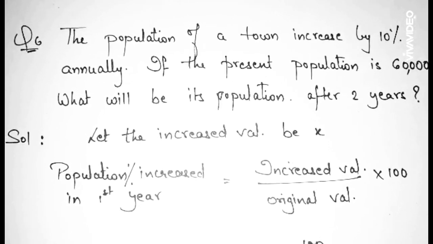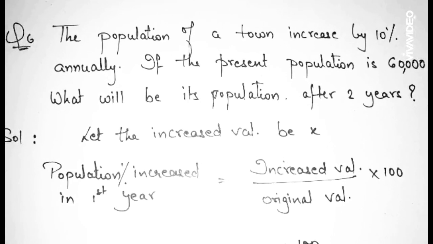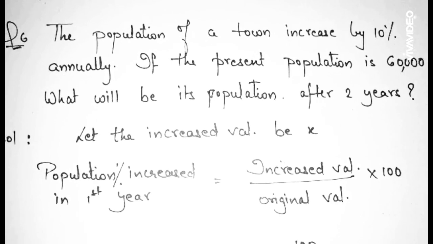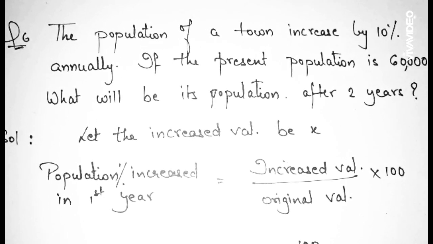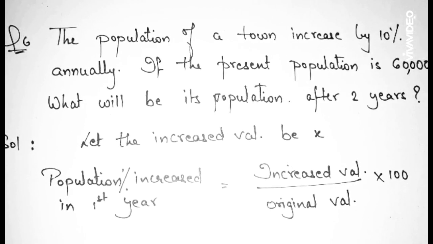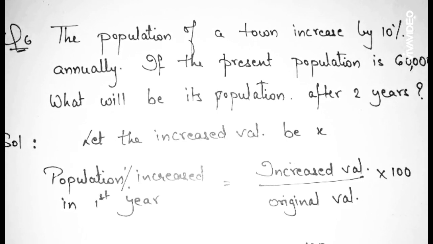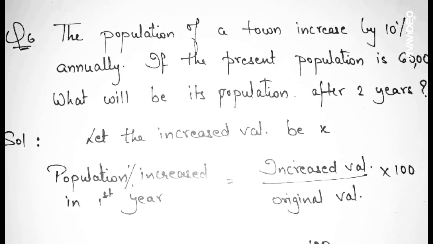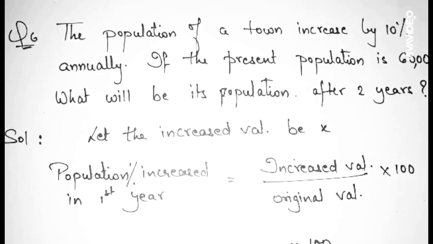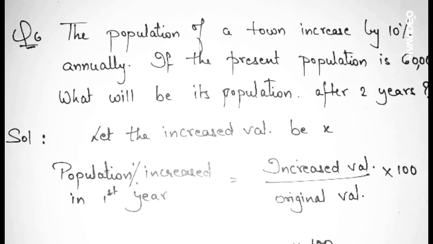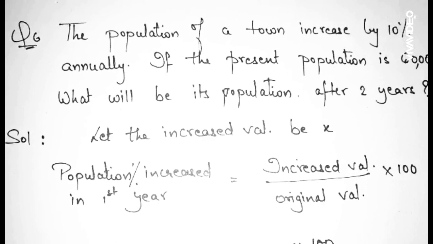Now let's understand the question. The current population of a town is 60,000. So right now the original value, the current population, is 60,000. And the increment is 10% annually. That means every year the population is increasing by 10%. So we have to find the population after 2 years. Are you getting my point?